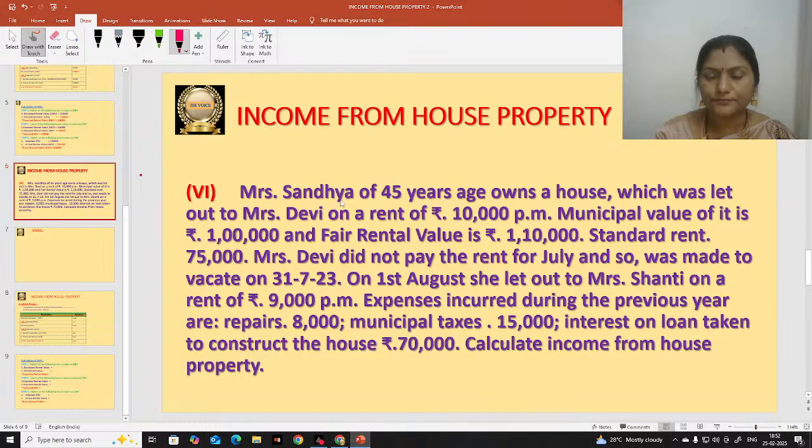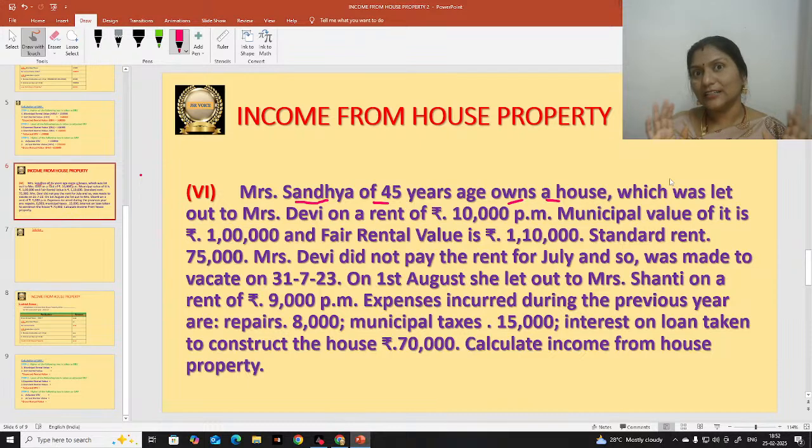Mrs. Sandhya, 45 years age. So Sandhya is our assessee, and what is her age? 45 years. Owns a house. 45 years age means she is a non-senior citizen. If any assessee is less than 60 years, we can call them non-senior. If anyone is between 60 to 80 years age, we call them a senior citizen. If anyone is above 80 years, we call them a super senior.